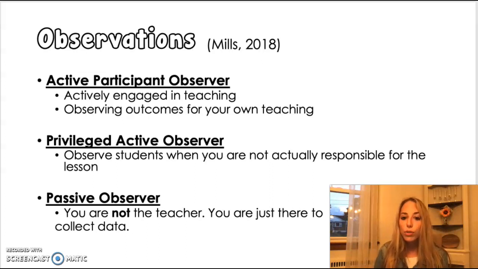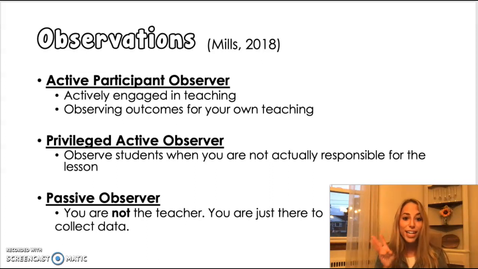And the second kind of observer is the privileged active observer. So you observe students when you're not actually responsible for the lesson. So this could also be us as teachers. I thought of it more as when you're observing a student behavior and they go to art class, so you go with them to art class to observe them. You're not actually responsible. They're not really going to come to you for anything in the lesson, but they're still your kids. They still know you, but you're not the one that's responsible for the lesson at that time.